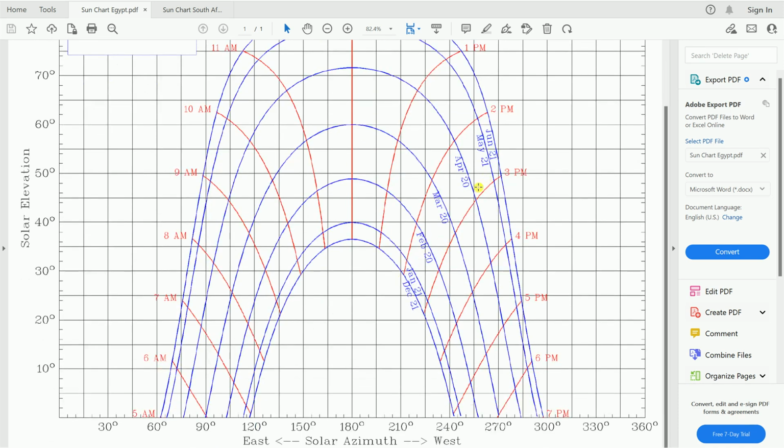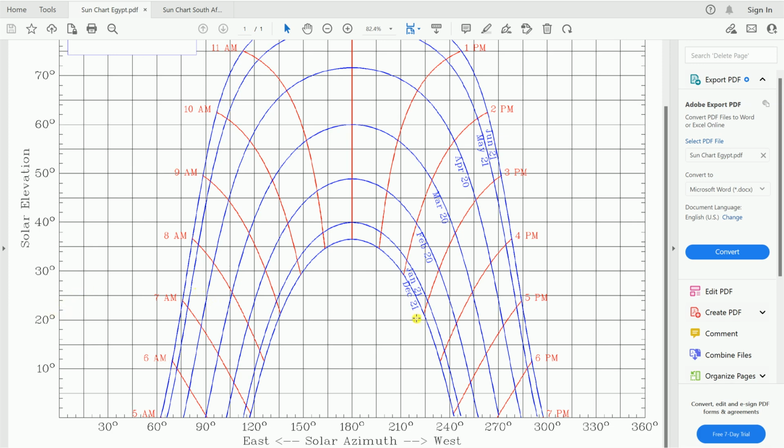Since Egypt is in the northern hemisphere, we will choose December 21, and we will look at the 9 a.m. curve, the intersection between the 9 a.m. curve with December 21 and the 3 p.m. curve with December 21. This is the intersection here. If you extend the line here, you will get 21 degrees, which is the lowest solar elevation or shadow angle.